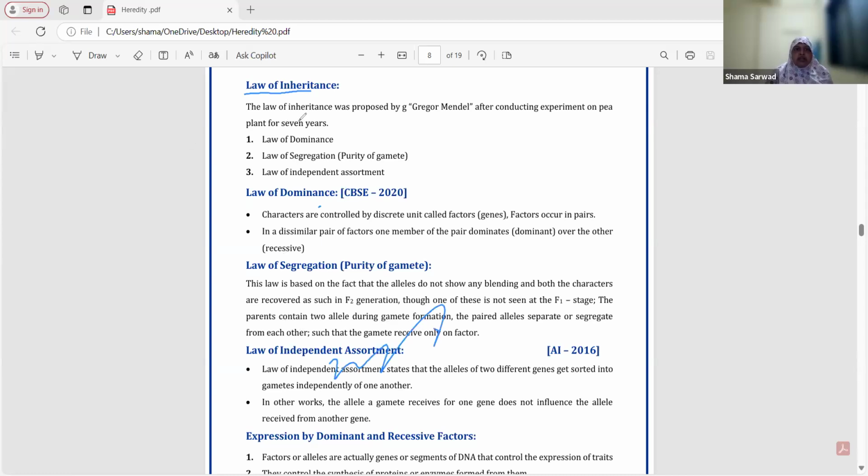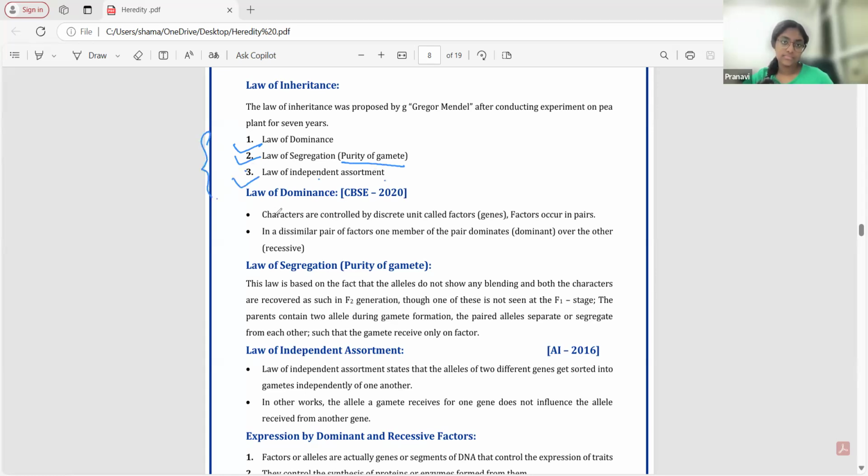The law of inheritance was proposed by Gregor Mendel after conducting experiments on pea plants for 7 years. This theory was not put forth within a day. It took around 7 years. The laws are the law of dominance, the law of segregation, that is purity of gametes, and the law of independent assortment. These three laws we have to see. In that, what is the law of dominance? It has been included in CBSE since 2020. Earlier, it wasn't there.